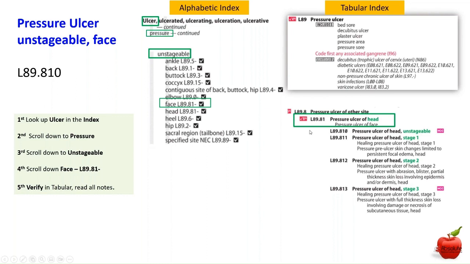All right, so what do we need now? We've got to move on down because it's telling us we need a sixth character. So we have L89.810, pressure ulcer of head unstageable. And you guys were on it. L89.810.